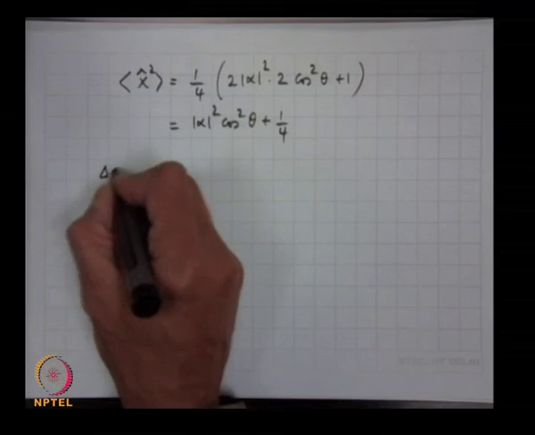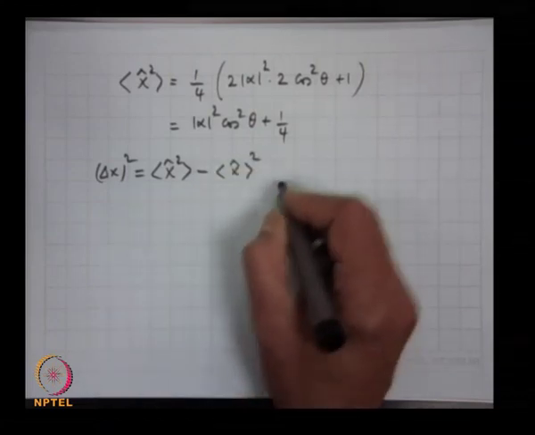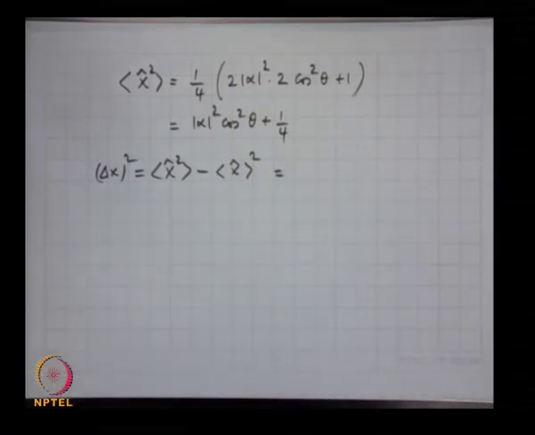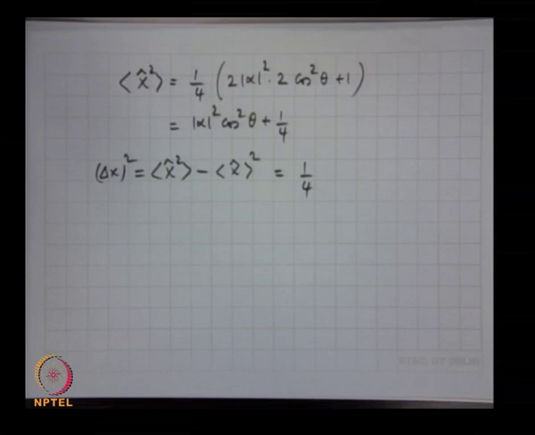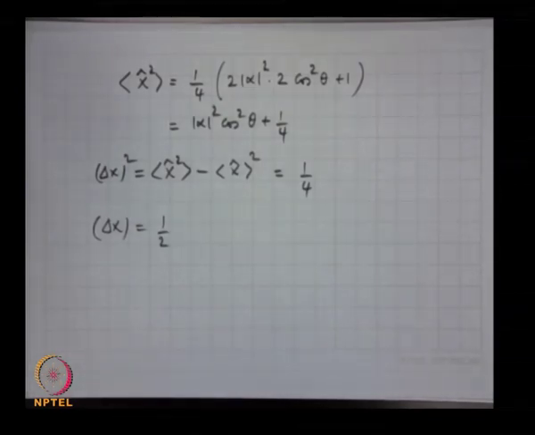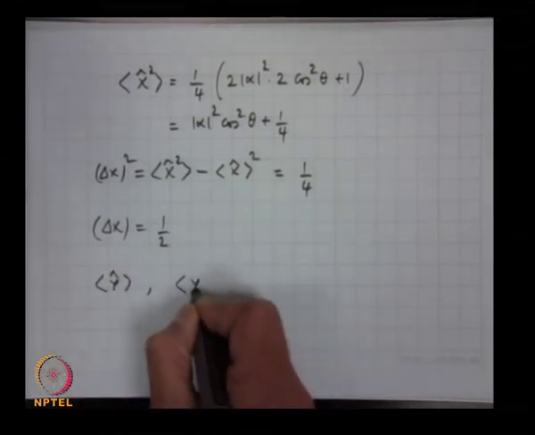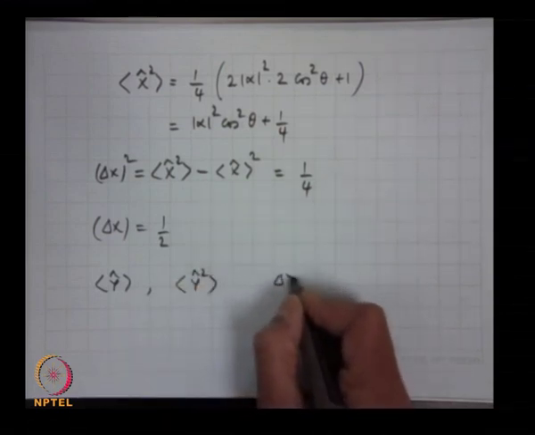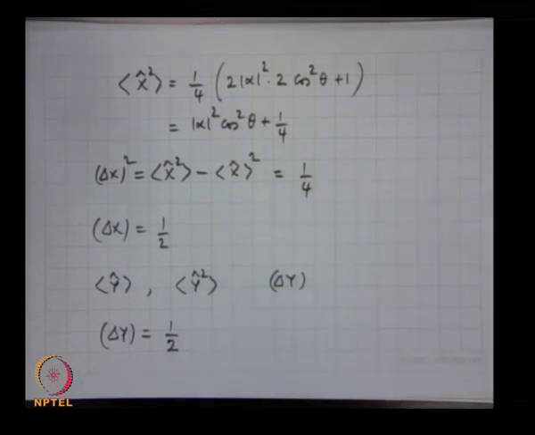So the variance in x operator is equal to x square average minus x average square. X average we have just now calculated is mod alpha cos theta. So this becomes 1 by 4. So the uncertainty in the x quadrature is half, again independent of the magnitude of alpha. I can similarly calculate the expectation value of y and the expectation value of y square, and from these two I can calculate delta y. The expression I leave it to you to calculate, this comes out to be again 1 by 2. Delta y is also 1 by 2, delta x is also 1 by 2.